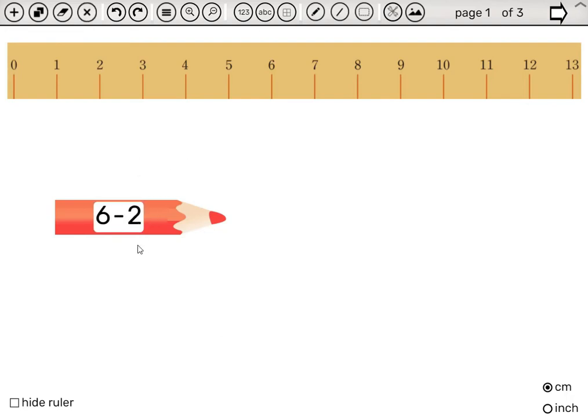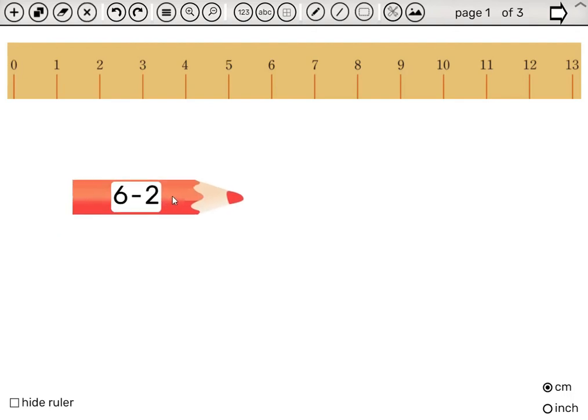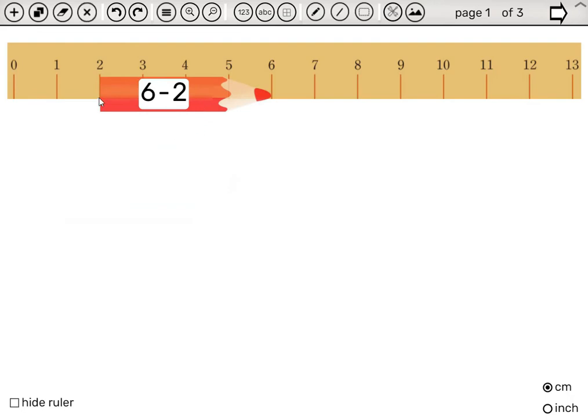Now, one way to think about subtraction is that you have 6 of something, and 2 are being taken away. But see, this model emphasizes a different way to look at subtraction. It's the distance between 6 and 2. Let's go ahead and place the pencil on the ruler. The pencil starts at 2 and ends at 6. So its length is 6 minus 2, which is 4.